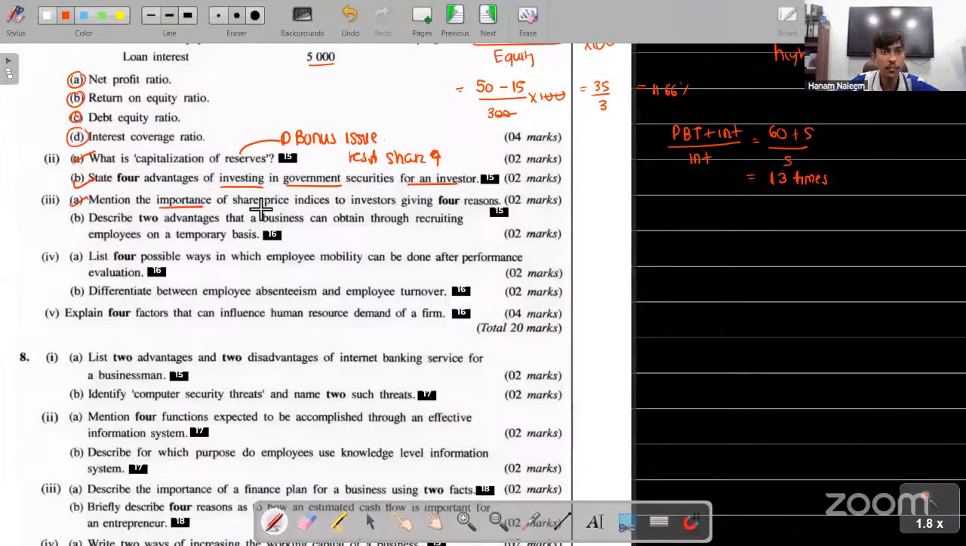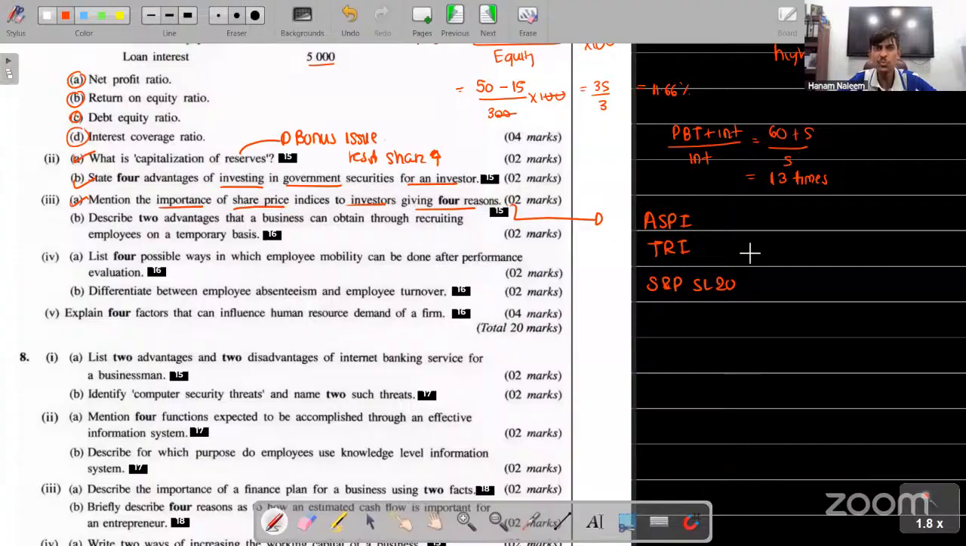Mention the importance of share price indices to investors, giving 4 reasons. Share price indices, whenever you log into the share market, you will see a portal. In that portal, there are some digits, numbers, indices, scalar. So you have indices like the All Share Price Index. Then you have a Total Return Index. Then you have the S&P SL20 index. So like this, you have many indices.